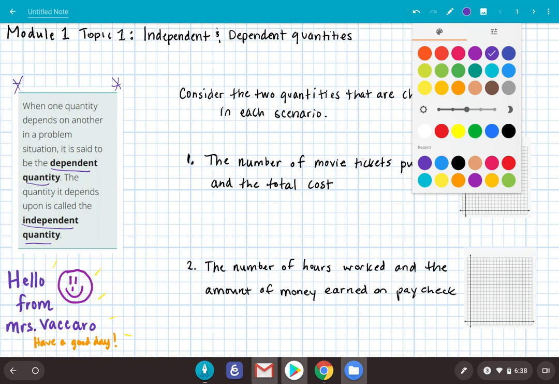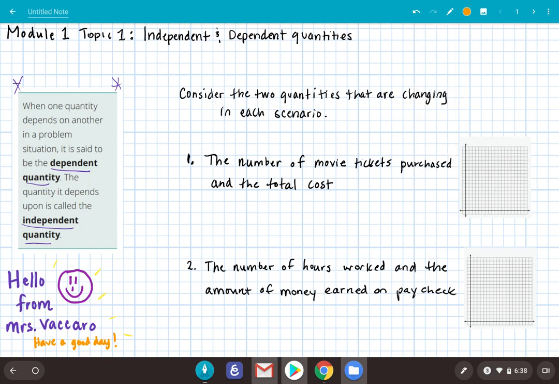Another note that you might want to make is that we graph our independent quantity on the x-axis. That's this horizontal axis here. That's going to be your independent quantity. And then we graph our dependent quantity on the y-axis. That's our vertical axis here.